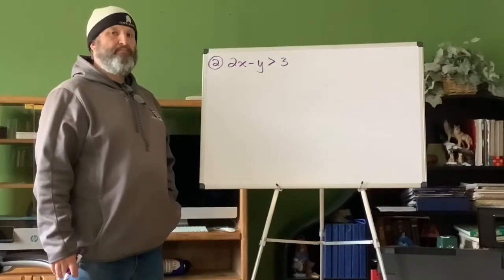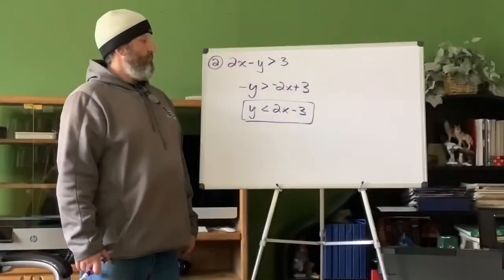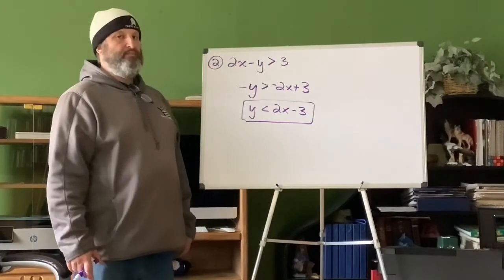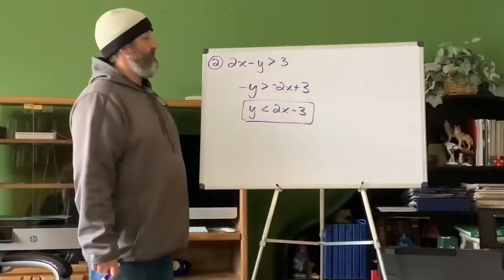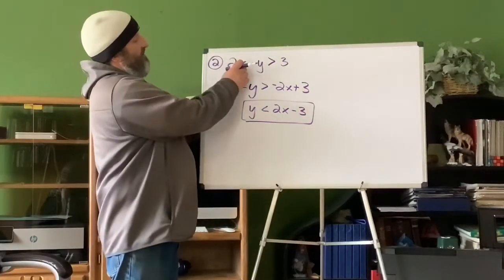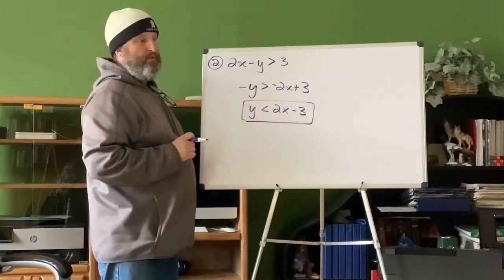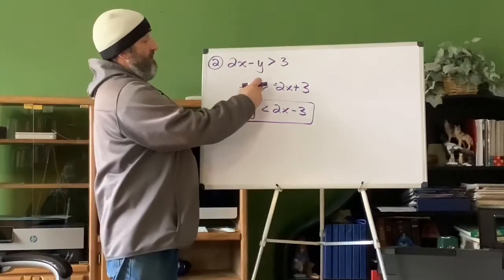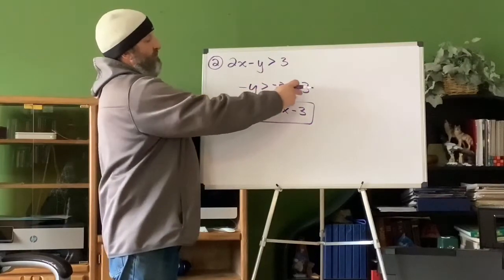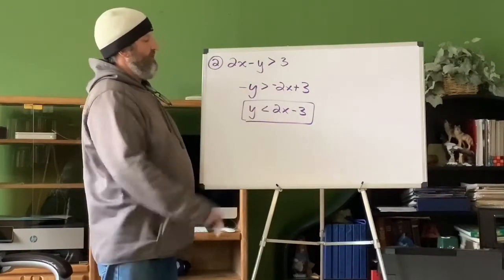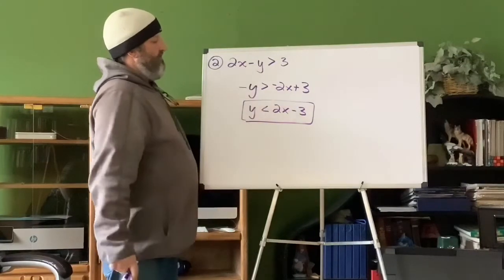That wasn't too hard now, was it? But there actually was a little bit of a catch in there. Okay, the first part's easy. Positive 2x, bring it over, it becomes a negative 2x, right? So we have negative y is greater than negative 2x plus 3. That's pretty easy. But the problem is we can't have a negative y, right?